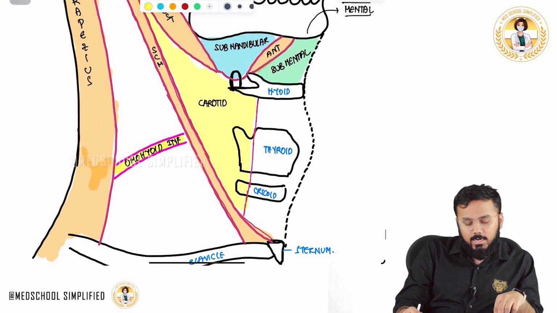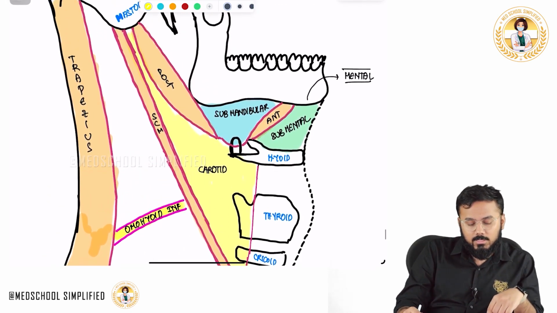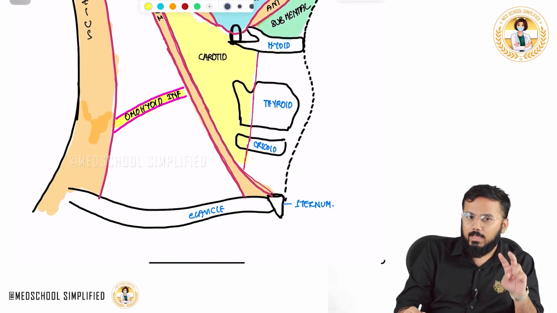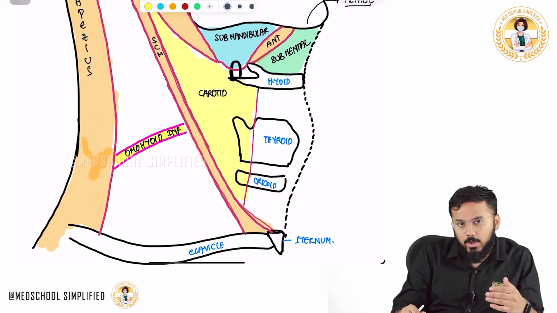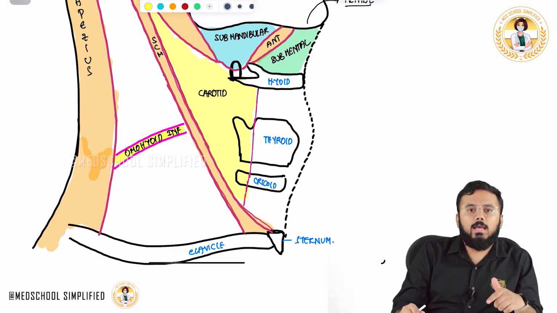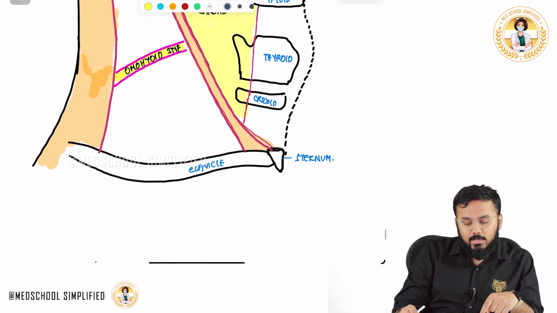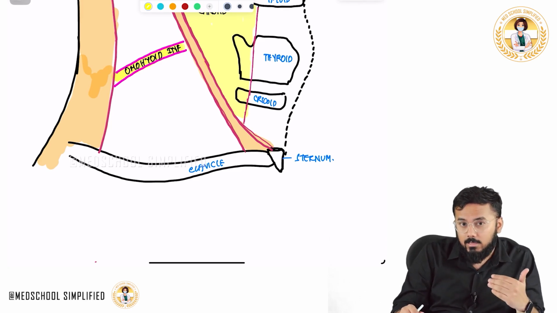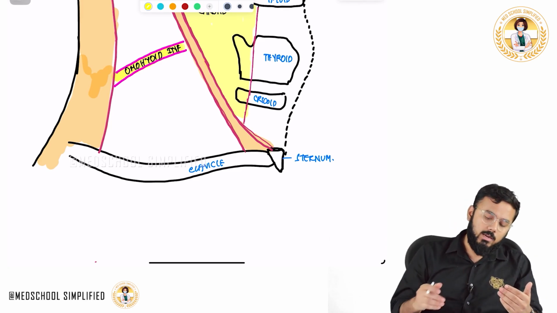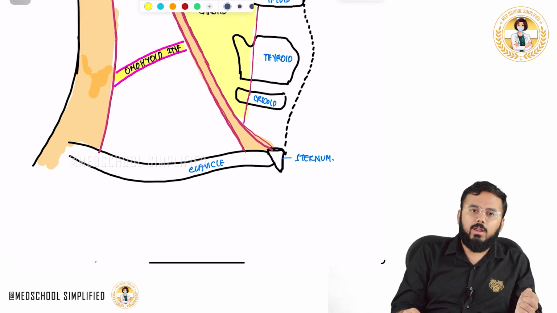So the inferior belly of the omohyoid muscle divides the posterior triangle into two more triangles. The triangle present above the omohyoid muscle is called the occipital triangle, and the triangle present below the omohyoid muscle and above the clavicle you can call your supraclavicular triangle.